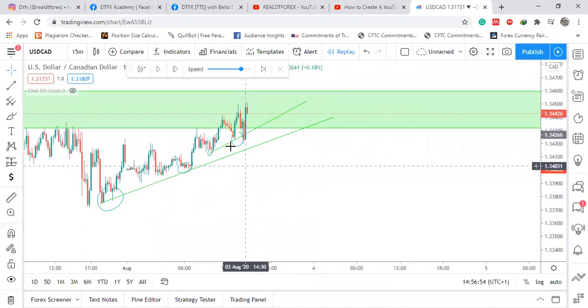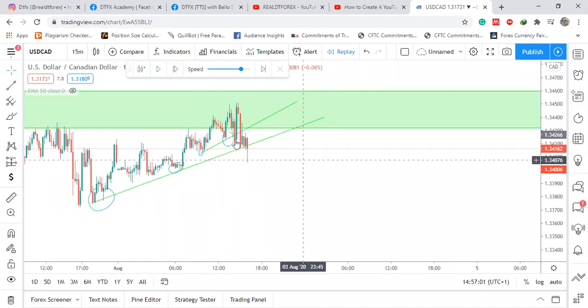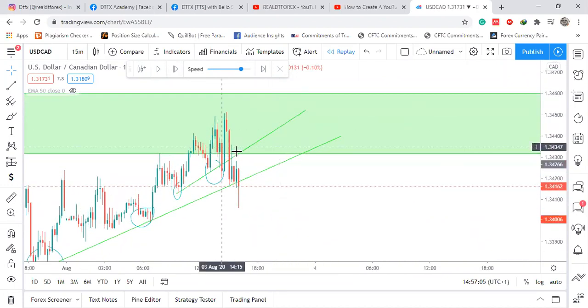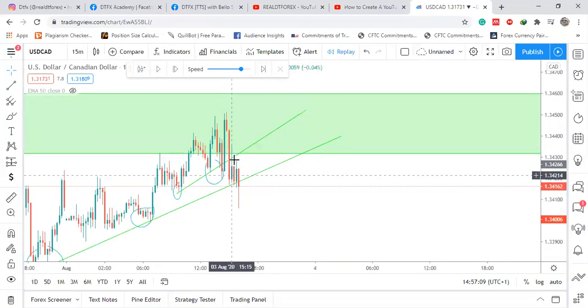Now look at this. This one broke the structure, but did this trend line reject it? No, it did not. Now look at this great scenario here. For this first trend line now, you can take a trade. Why? Because this market went down, it went up and it rejected, this line rejected it.